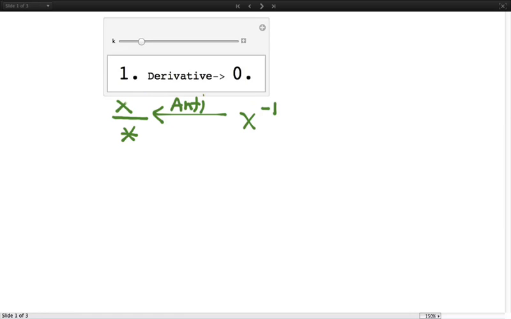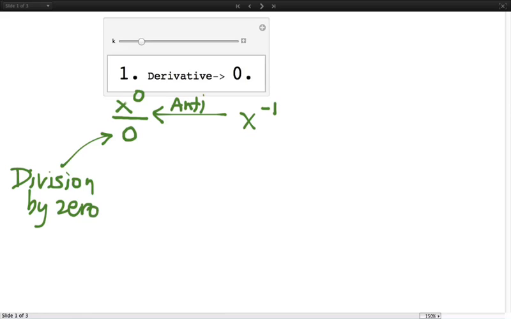Whoops, get a legible color in here, x to the 0. But then why is this an issue? Right, because this would require me to divide by 0, and dividing by 0 is a cardinal sin in mathematics. So in other words, this expression is kind of meaningless over here.